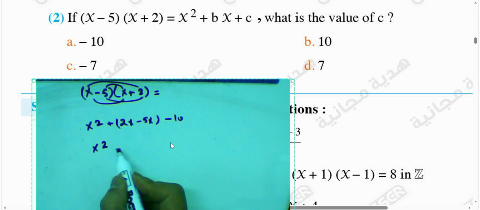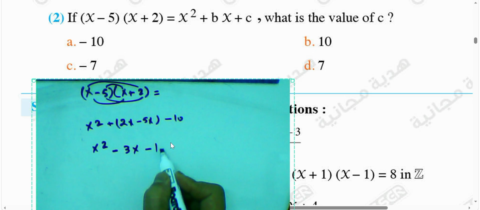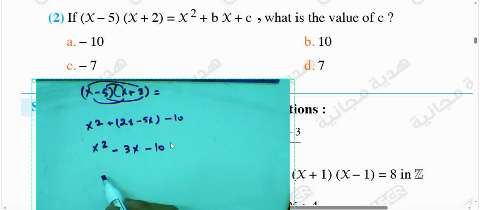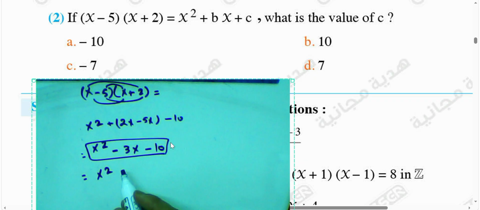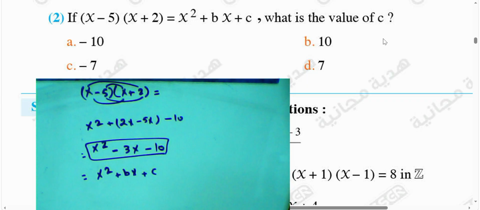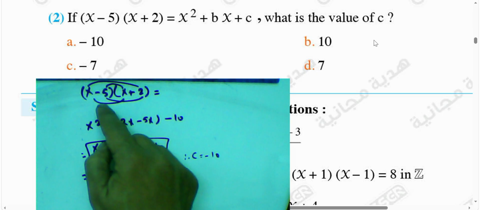Then we have x power 2 minus 3x minus 10. This is the answer of this question. We can compare about the solution here, and he gave me x power 2 plus px plus c. Do you remember? He gave me the answer here. What is the value of c? C here is a constant, then the value of c will be equal negative 10. Choose letter A. Okay, C, product extremes.